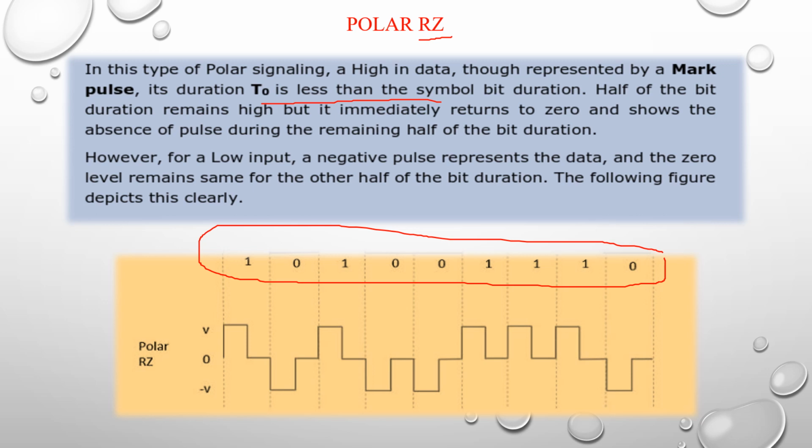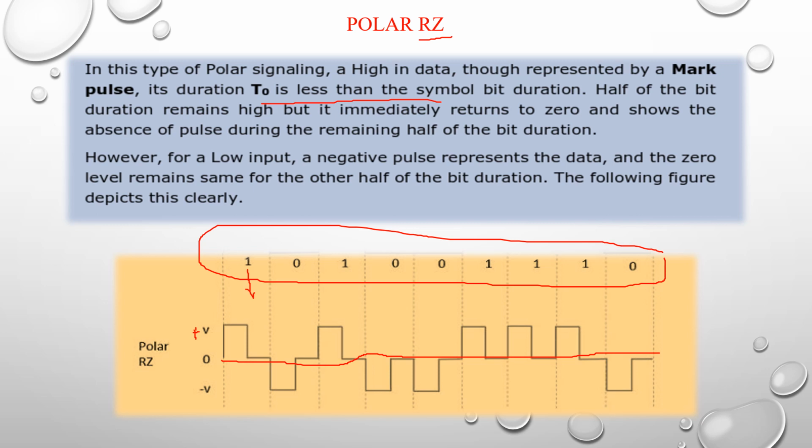So in polar signaling, 1 is equal to positive value and 0 is equal to negative value. So this is the reference line, and this is the positive voltage level and this is the negative voltage level. So we have to convert the given data into a line coding signal by using polar return to 0 technique. So the input is 1. So 1 is equal to positive voltage level.